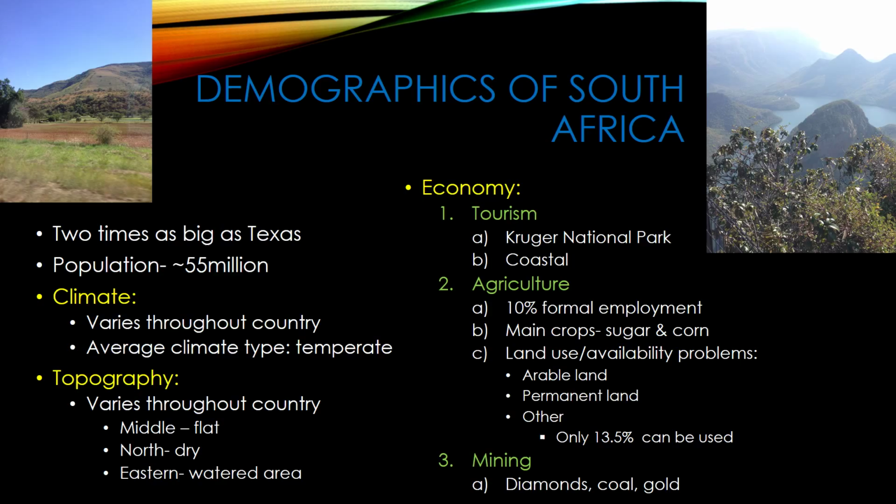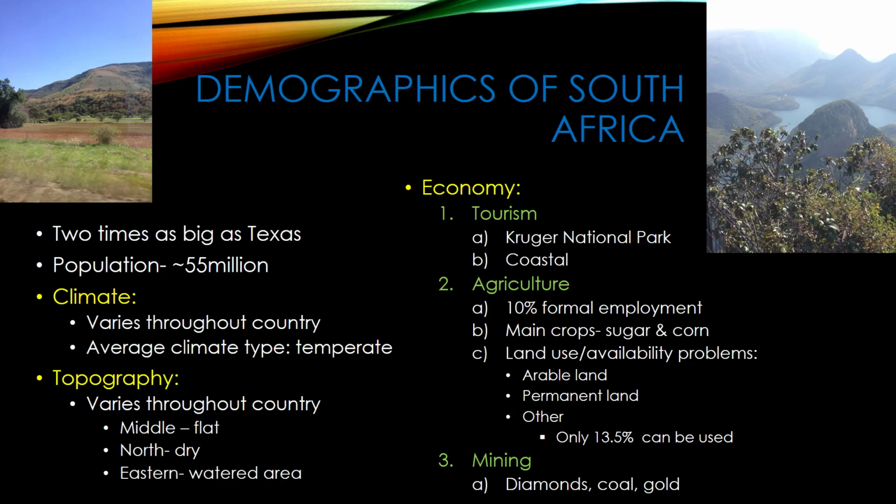The economy of South Africa is based on pretty much 3 separate entities. 1 is tourism, 2 is agriculture, and 3 is mining. Tourism is one of their biggest imports, basically. You could consider tourism as an import because people are coming and providing money, and the country just gets to benefit from it. Some of the main faces of tourism in South Africa are Kruger National Park and coastal regions like Cape Town, if you're a big surfer, anything like that.